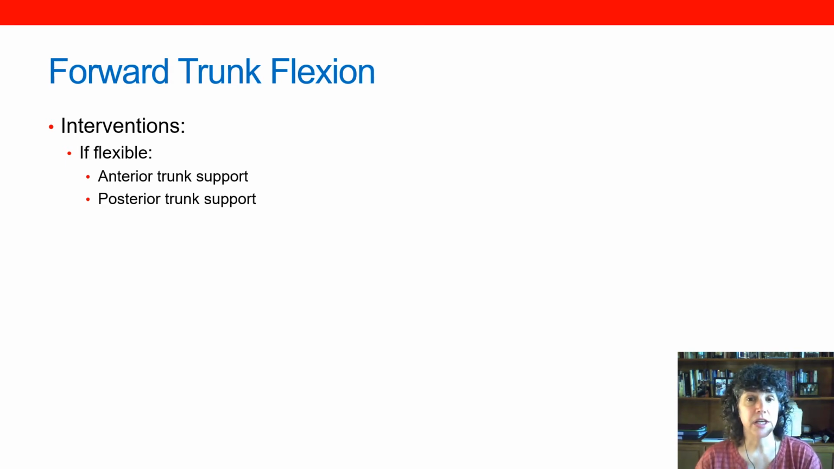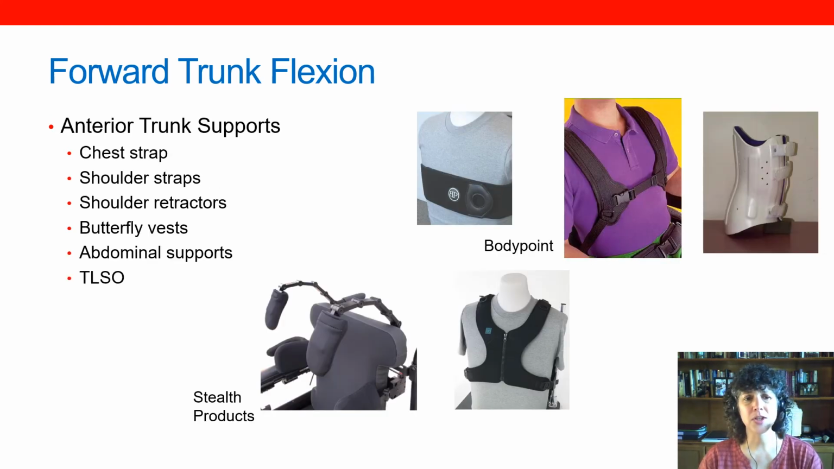So if this is flexible, I can bring this person to upright, then I need to look at a combination of anterior and posterior trunk supports. Again, force and counterforce. There's lots of anterior trunk supports out there. There's chest straps, shoulder retractors, butterfly vests, abdominal supports providing more of a belly binder kind of approach, and even orthotics such as a TLSO. Each of these are designed to address slightly different issues, but in general to prevent forward flexion.